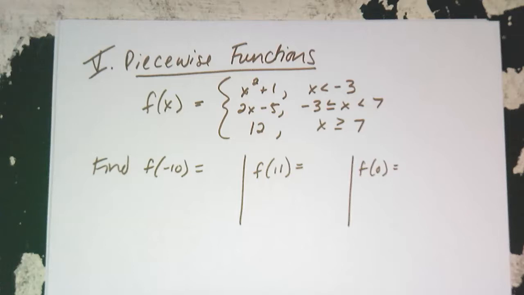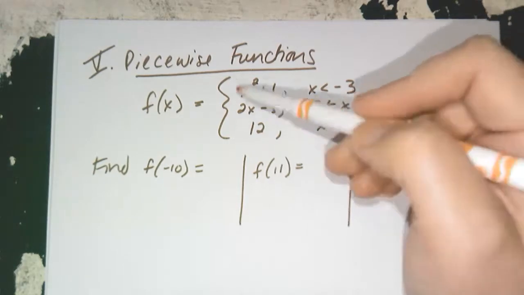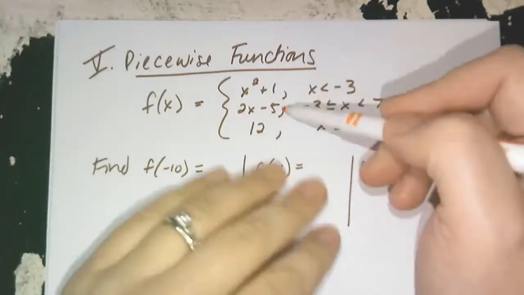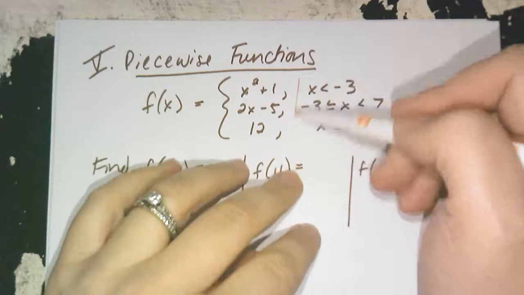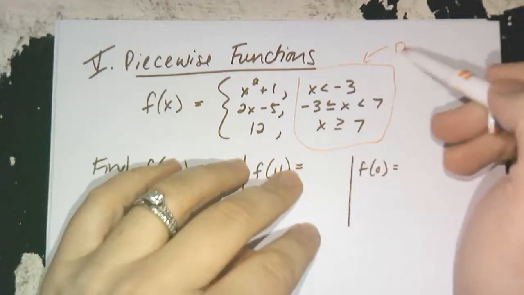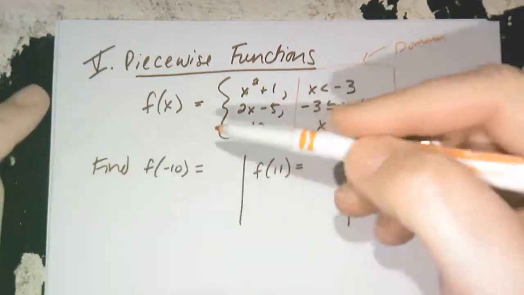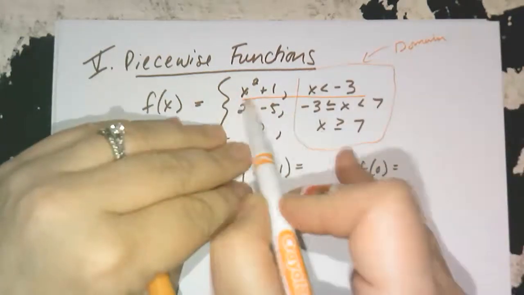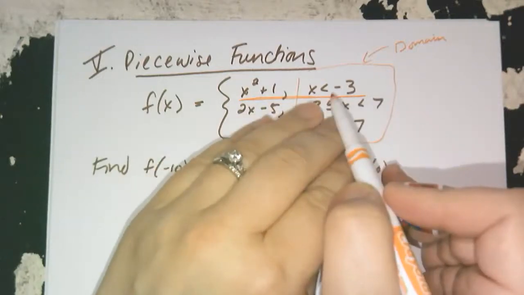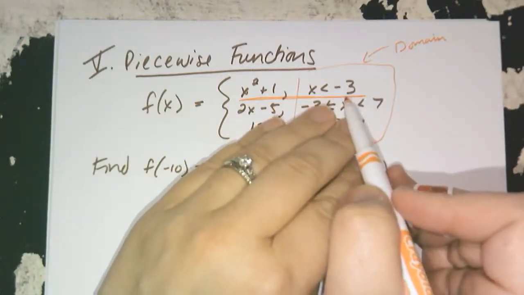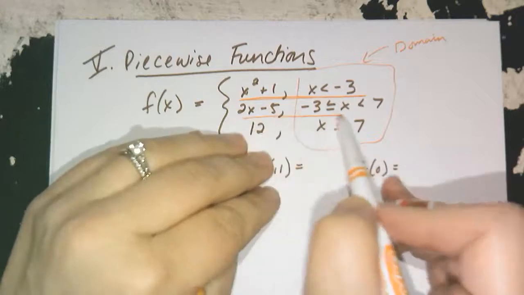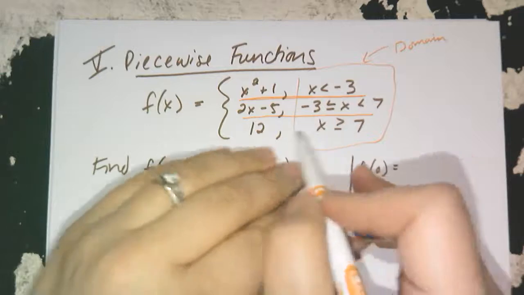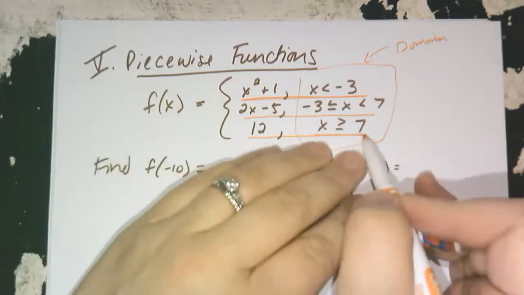So here's what I want you to understand. They're going to give you the function piece on this side, on the left. Then on the right, where they have the comma, sometimes they have a semicolon, this right here is the domain for that piece. So listen to what I'm saying. The first piece up here can only have a domain of x being less than -3. The middle piece only has a domain where x is between -3 and 7. The last piece only has a domain where x is greater than or equal to 7.